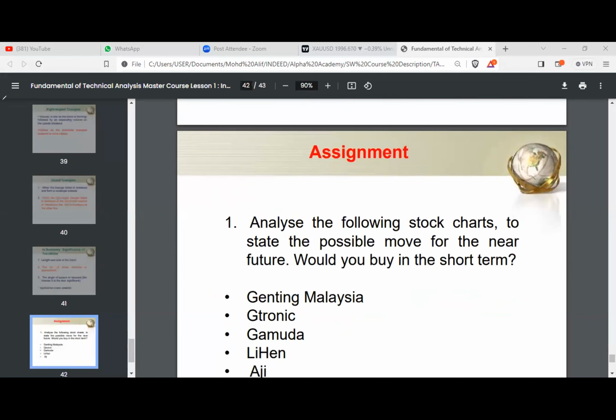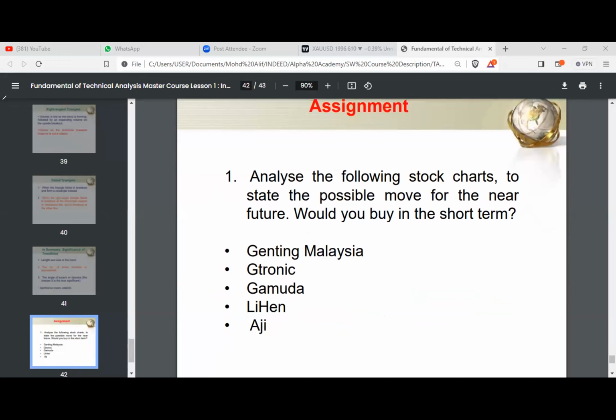Okay, so for the assignment, analyze the following stock charts to state the possible move for the near future. Would you buy in the short term? For this one, you can use any individual stock or any instrument. You analyze the current price lah. But in the same assignment, I want all of you to find out as many chart patterns as you can for that individual stock. For example, a double top, double bottom, head and shoulders, rectangle lah.